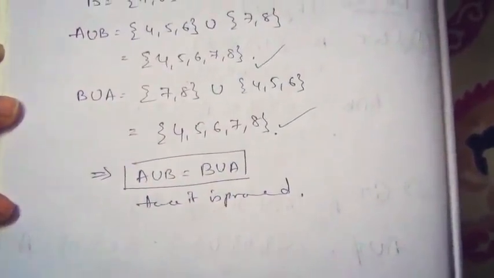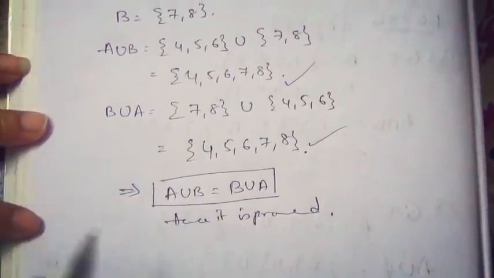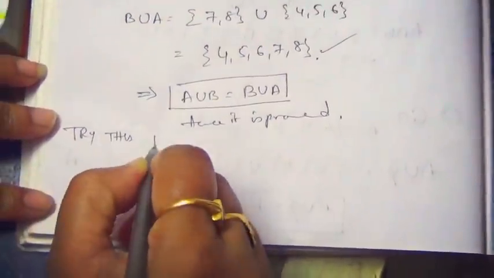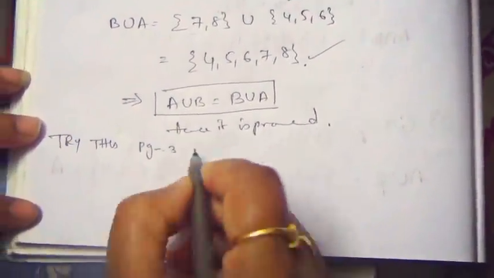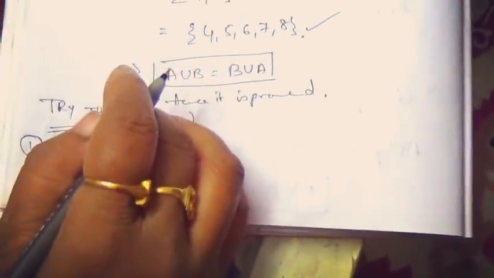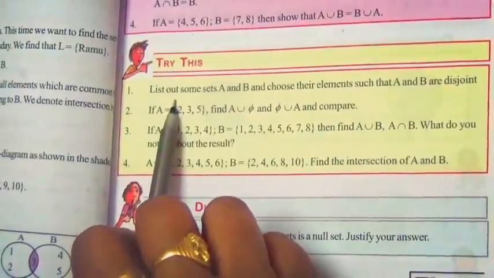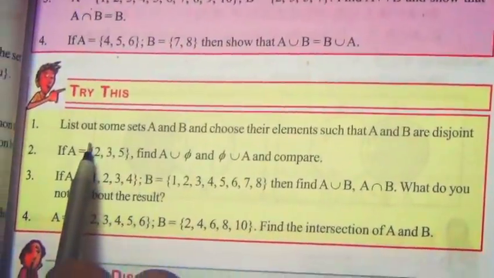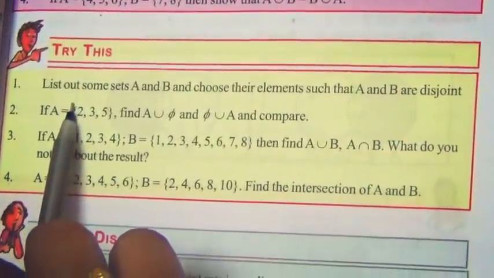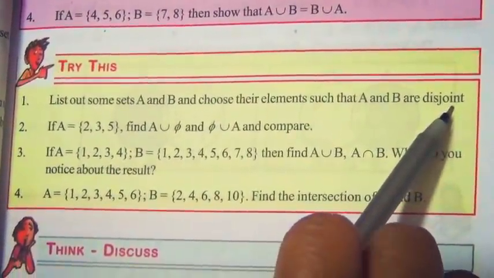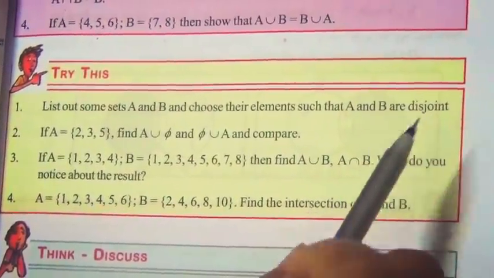So on page number 37, this is completed now. Now try this, same page. So the first sum. In the try this first sum, you have to write on your own. That is, you have to choose two sets whose elements do not belong to each other, right? And at the same time, A and B have to be disjoint. I will write one example here. You can write on your own.